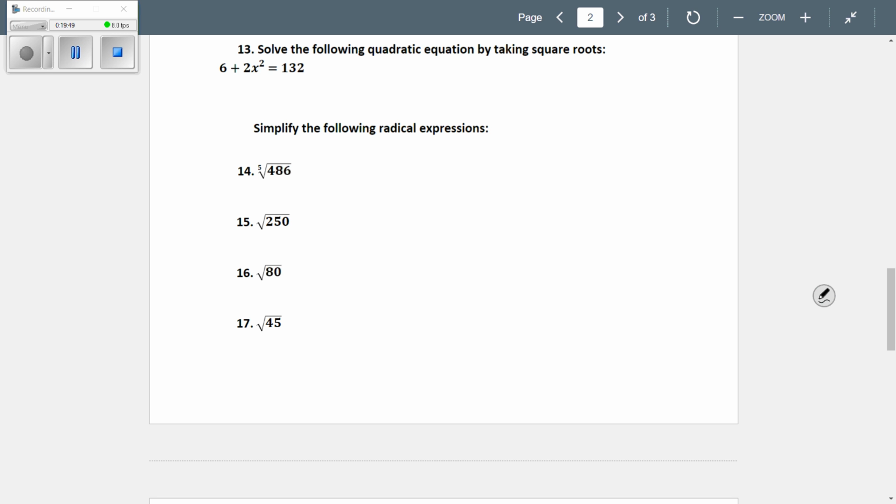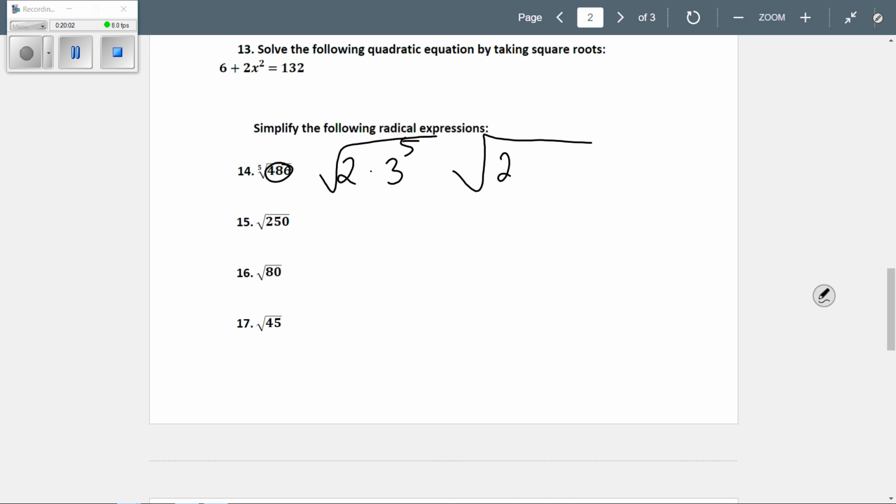486, we hit enter, we get 2 times 3 to the 5th. That's in there. Then we rewrite it out. 2 times 3 times 3 times 3 times 3 times 3. And the little 5 is in here. This little 5 tells you how many of the same number you're looking for. We are looking for 5 of the same.